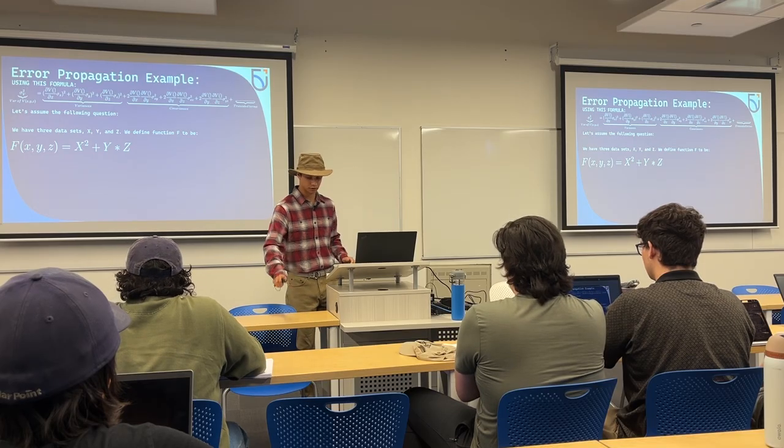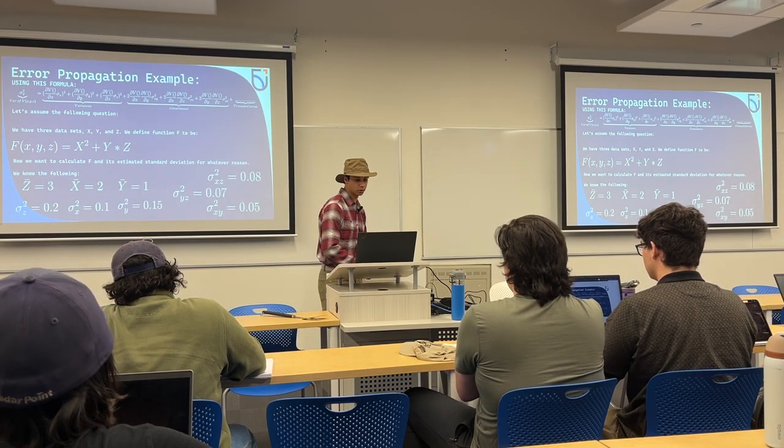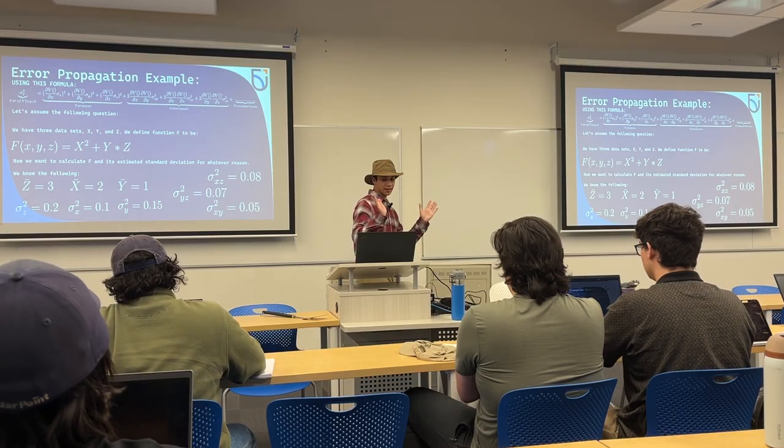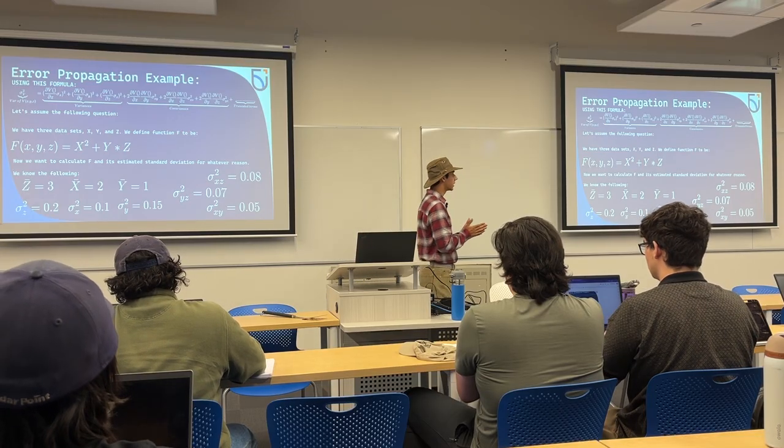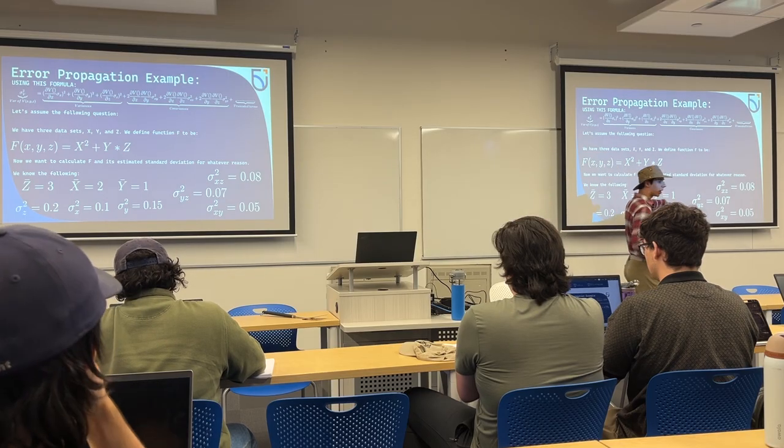So this is our function. This is what we're going to use, and we are going to use the following data. We want to calculate f and its estimated standard deviation. So z bar is 3, x bar is 2, y bar is 1.